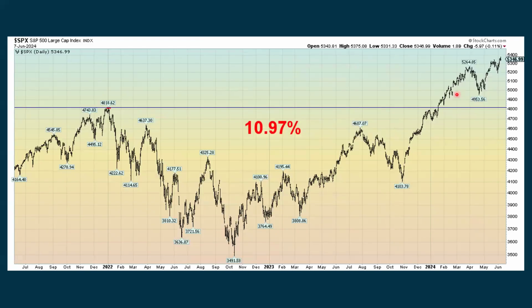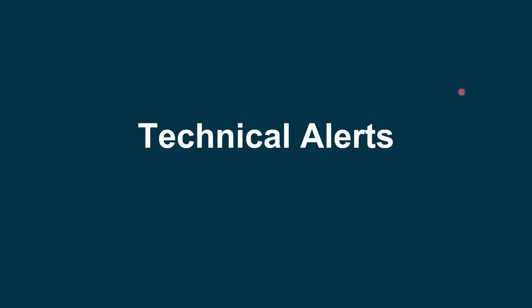This is how far above are we from the recent high that was just set this past week with the S&P, with the previous all-time high set in early January 2022. Right now, we're 10.97% above that previous all-time high.